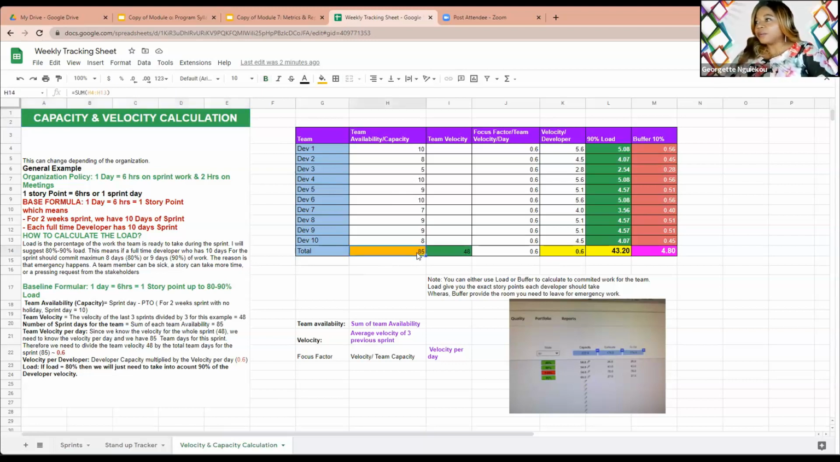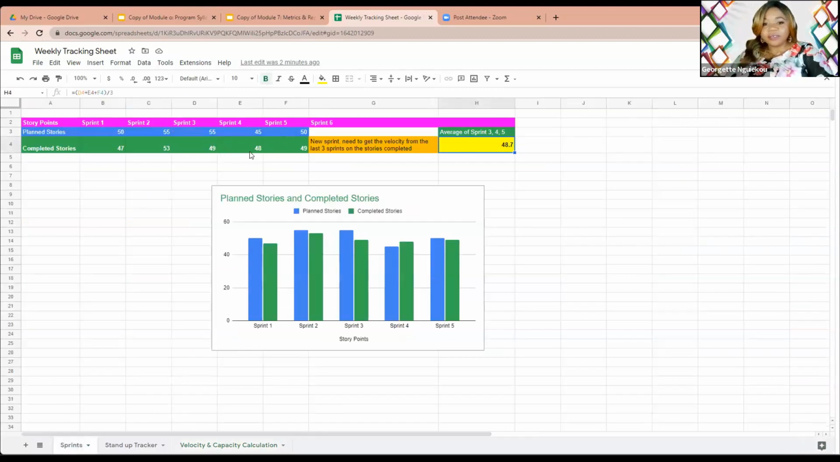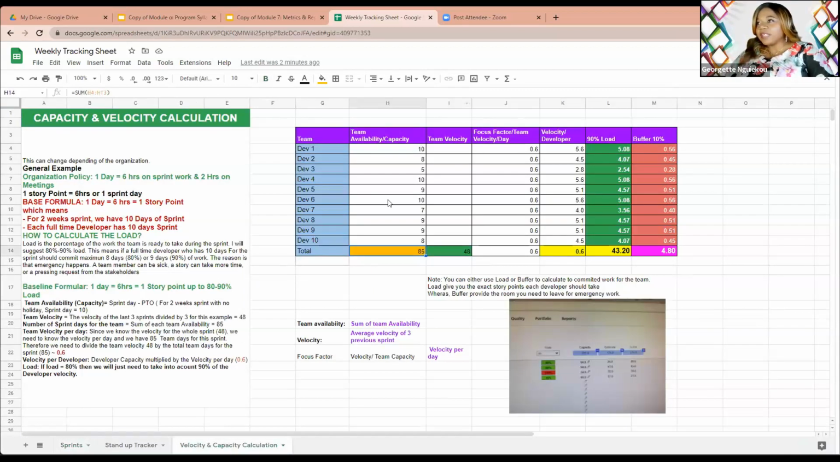So when we have this now, remember we talked about our velocity. We calculated our velocity here, and we got 48. You ignore the 0.7. Just ignore it. Just keep 48. We already have the team capacity, which is 85 days. This is in days. Now, the velocity is the average of the 3 sprints, which is 48 story points. So this is in terms of story points. So how do you calculate the focus factor?